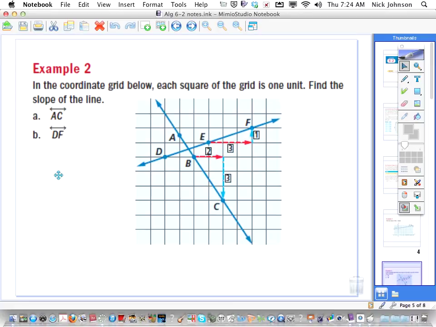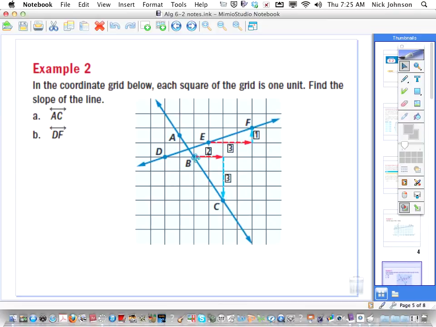Looking at example 2. In the coordinate grid below, each square of the grid is 1 unit. Find the slope of the line. As I said, you can look at this as rise over run. So if we want to look at the line from A to C, we want to see what the slope of that line is.